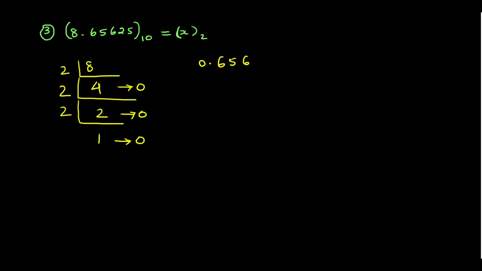So 0.65625 we have to multiply by 2. Fraction we have to multiply by 2 and we have to write down the integers. This comes to 1.3125. So what is the fraction here? 0.3125 is the fraction. Again we have to multiply by 2. What do we get? We get 0.625.